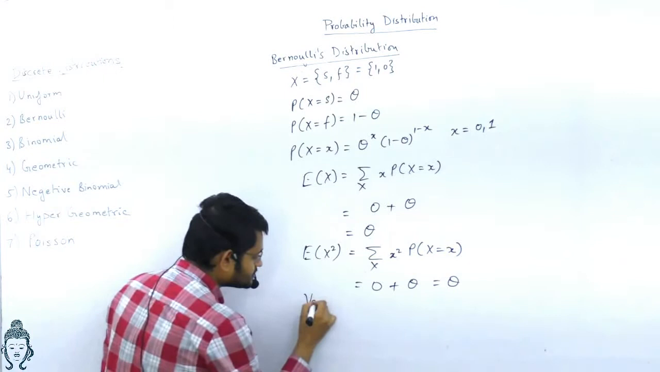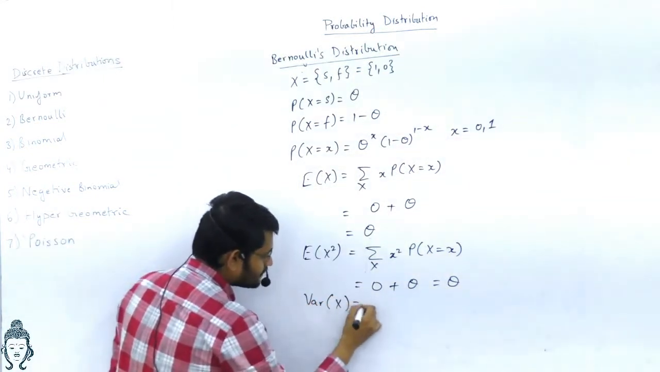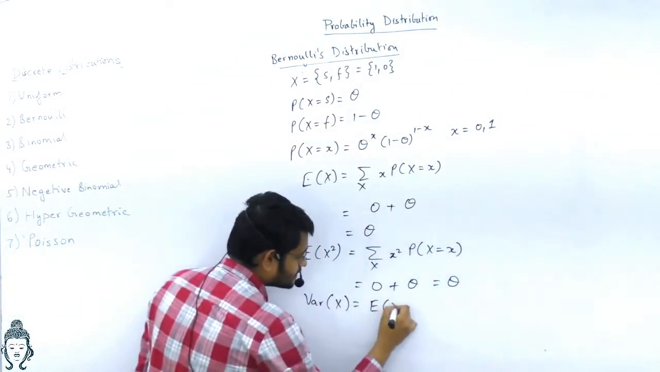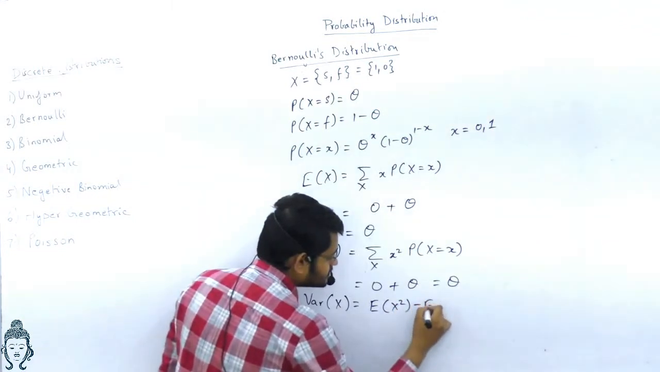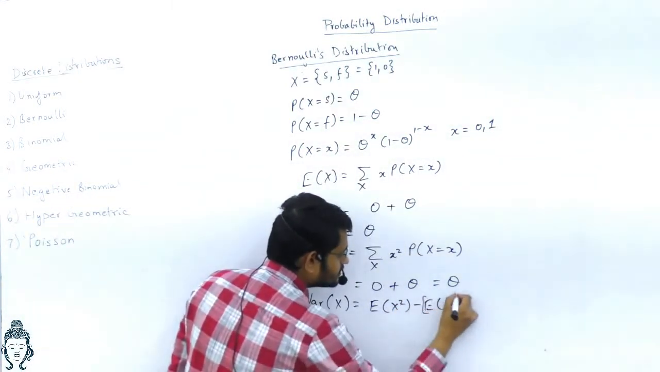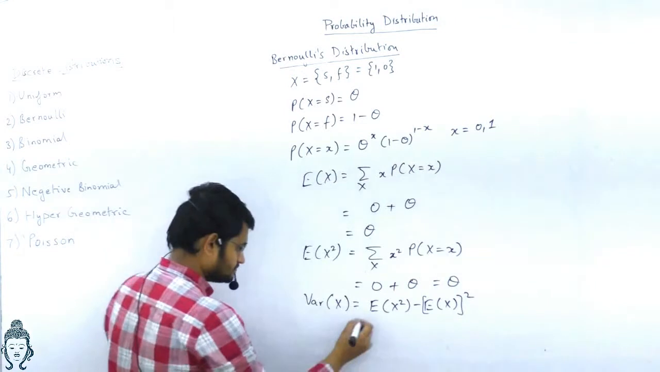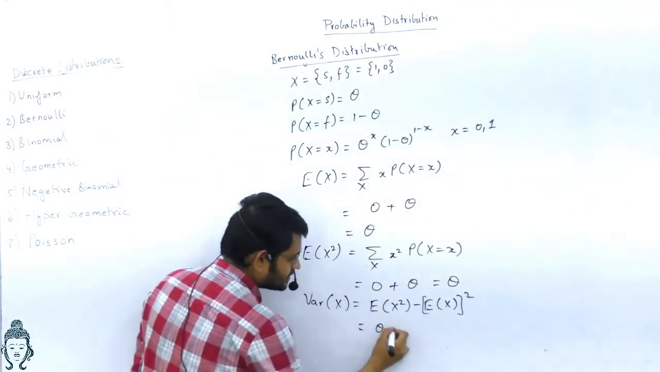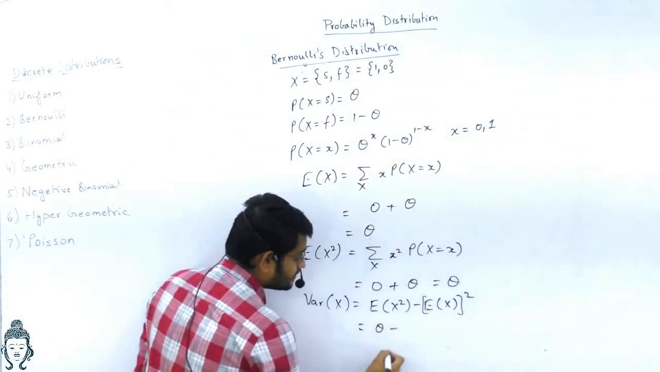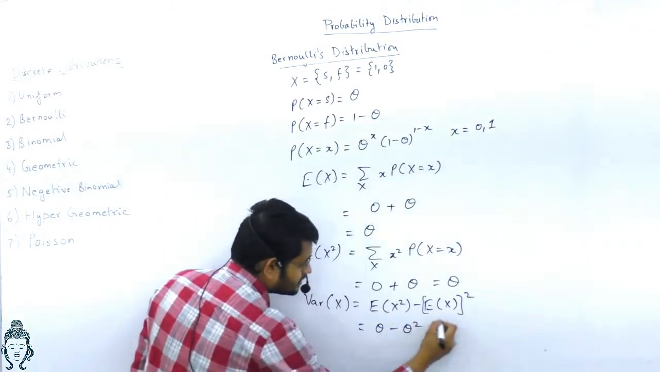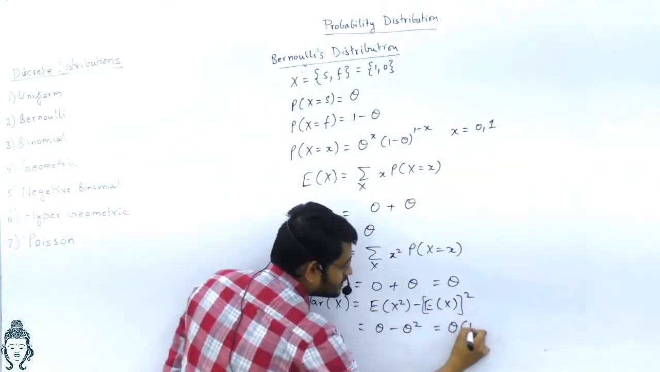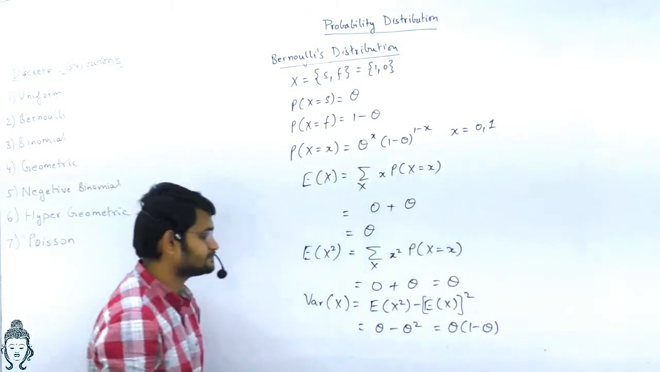Let's find the variance. Variance of x is going to be the expected value of x square minus the expected value of x whole square. That is nothing but theta minus theta square, that is theta into 1 minus theta.